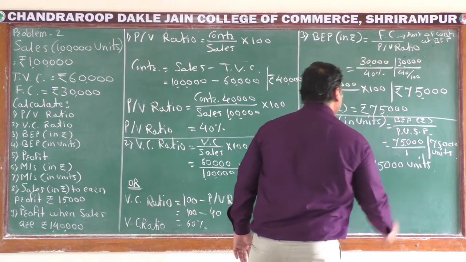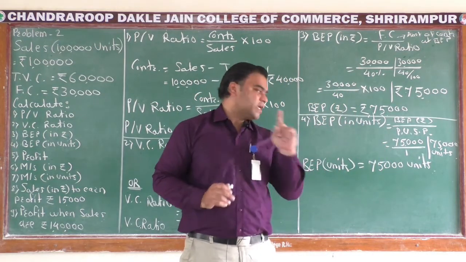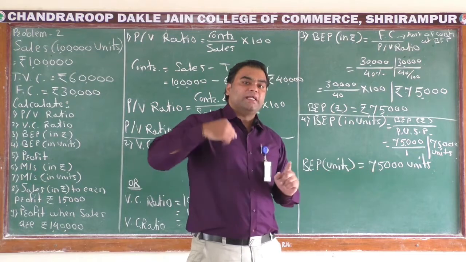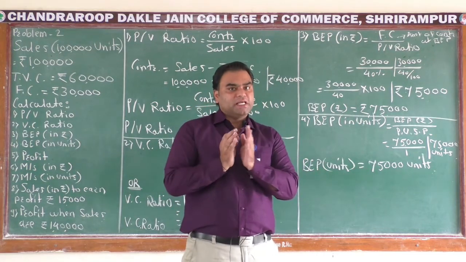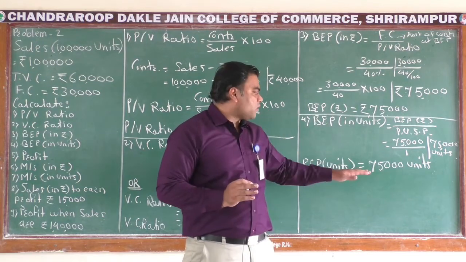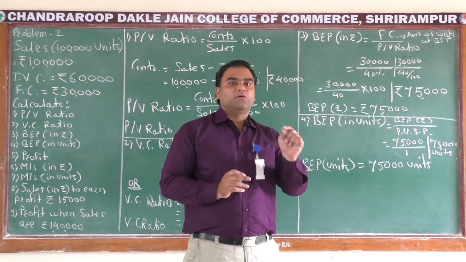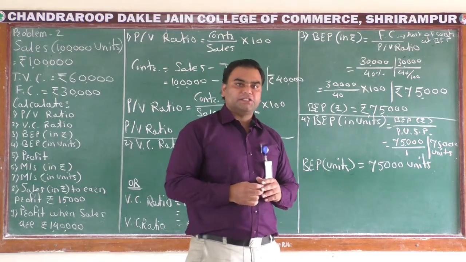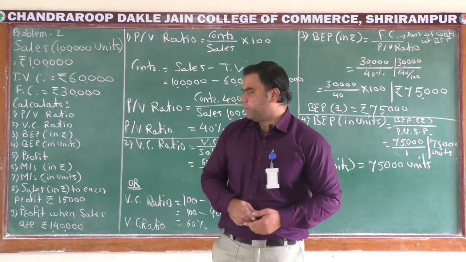This means when the company sells 75,000 units, at that level the BEP stage will come. Whenever the company sells 75,000 units, the total cost and total sales become exactly equal, and the no profit no loss stage, or break even stage, will come. In that way we have calculated BEP units.